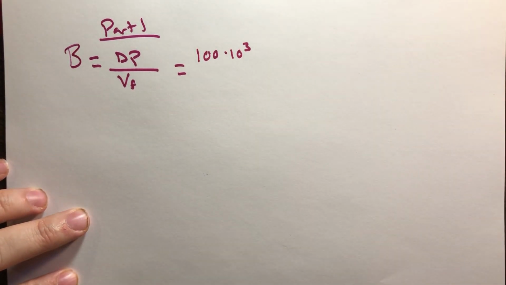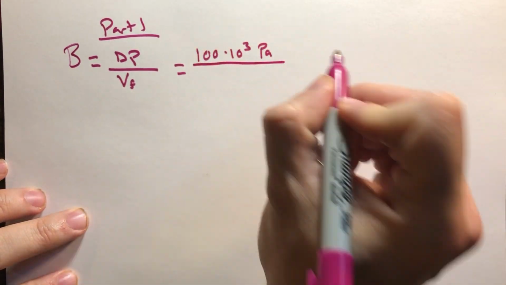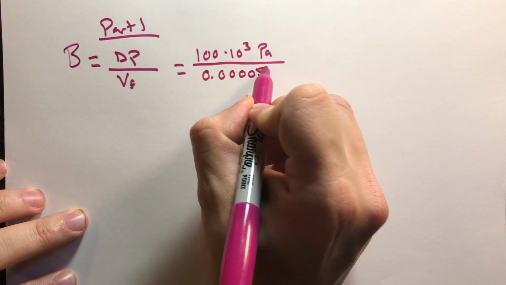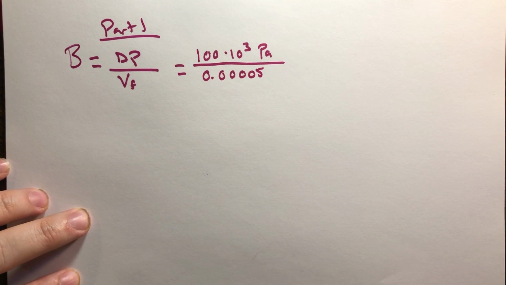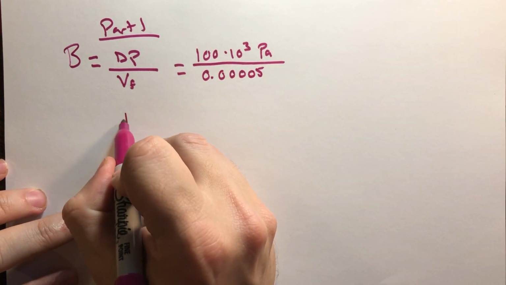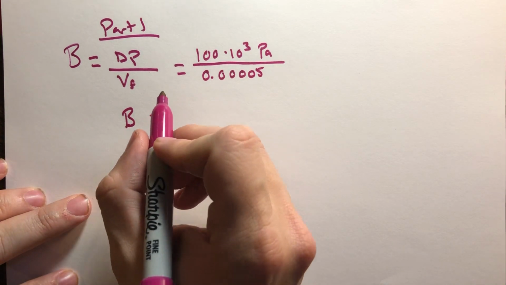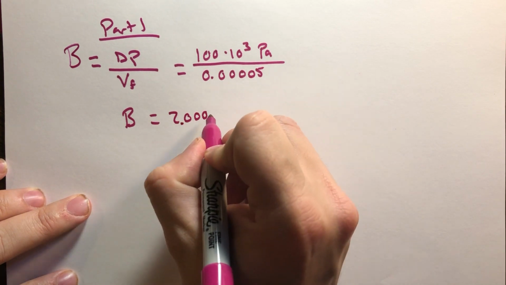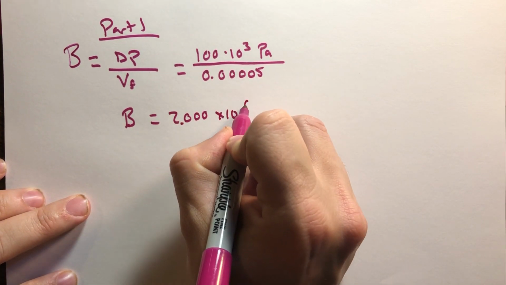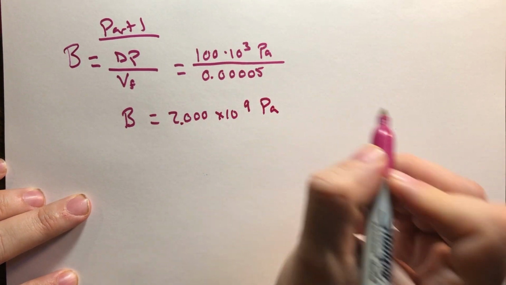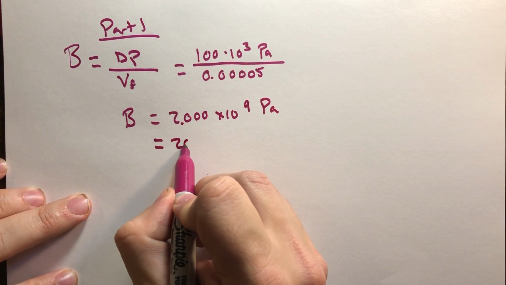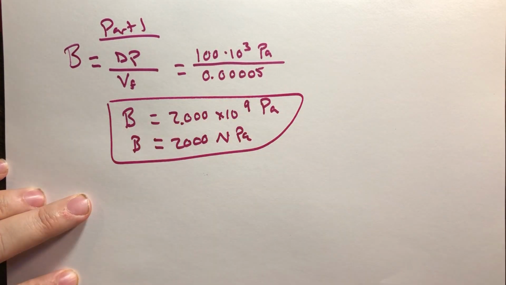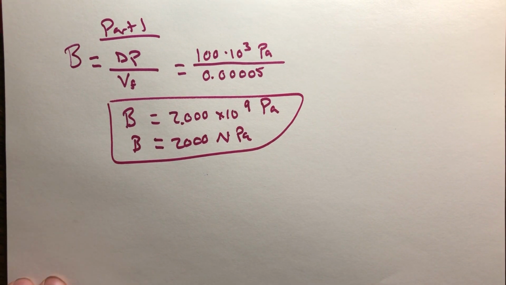We want to put it in just pascals, divided by a percentage, which is 0.00005. If you notice, I had to move the decimal place over two more places because it was a percentage, which gives us a bulk modulus of 2.00 times 10 to the 9th pascals, which, if you want to put it in shorter terms, that's just 2,000 megapascals. Either way is the same, right? So that's part 1, just figuring out what the bulk modulus is.